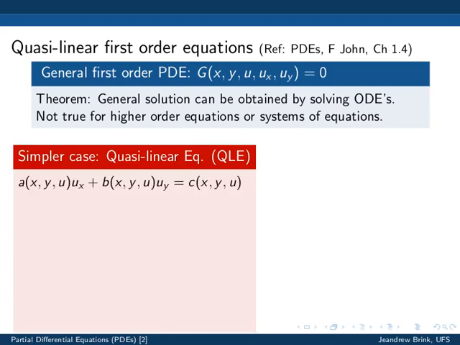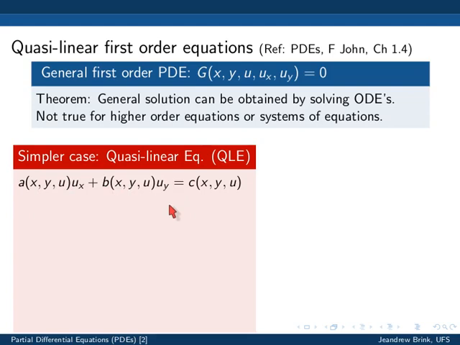And by quasi-linear, I basically mean that it is linear in the highest order derivatives of the dependent variable, but it may be nonlinear in the dependent variable itself. In other words, the quasi-linear equation basically has this form. It is linear in the higher order derivatives, but you can have any function of your independent variables and your dependent variable over there. And so you can write it this way. So it's unknown functions A, B, C, and then linear in your derivatives.